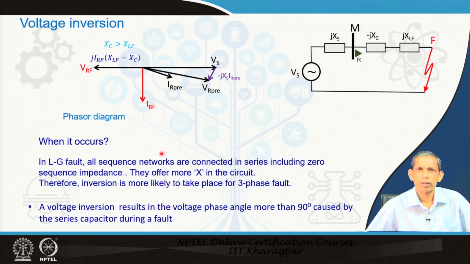But in other faults, the positive, negative and zero sequence networks are adopted depending upon the type, and thereby they offer a larger value of x for the rest of the system. Therefore, voltage inversion is not that common in other types of fault as compared to the three-phase fault. However, the protection schemes cannot ignore such situations.